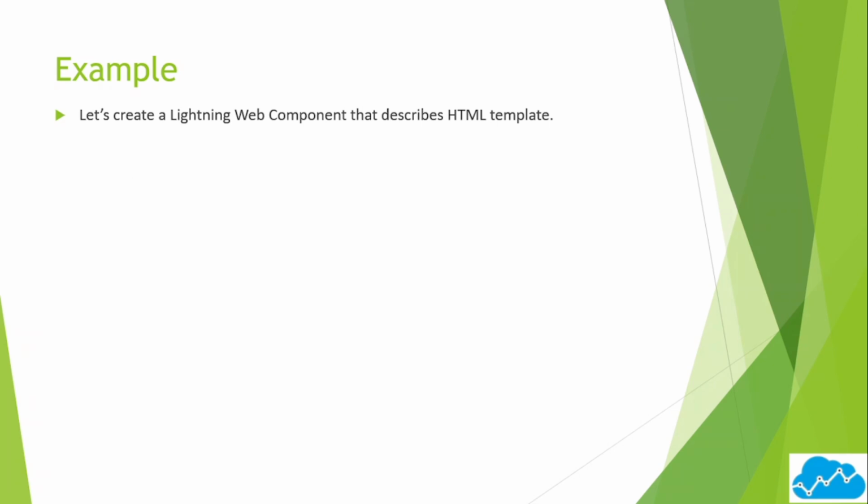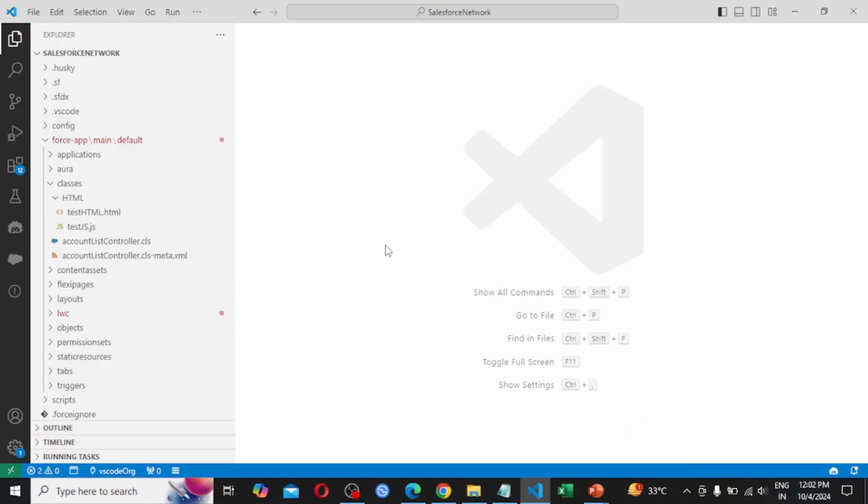So let's create an example. Create a lightning web component that describes HTML template. So let's see how to create a lightning web component. So coming to our Visual Studio Code.